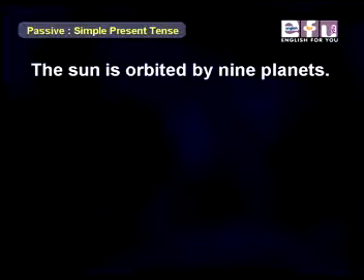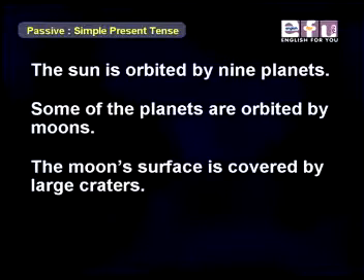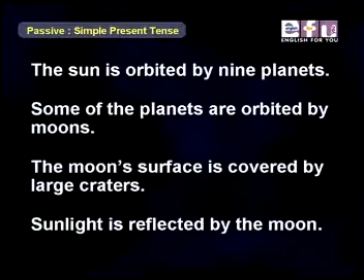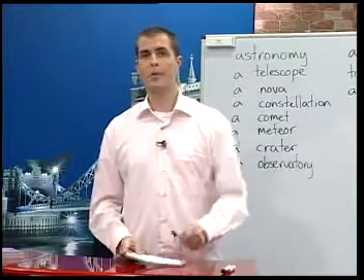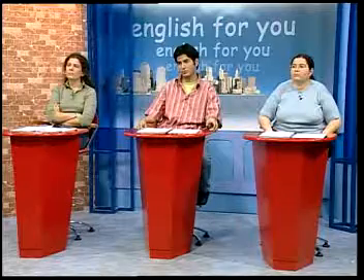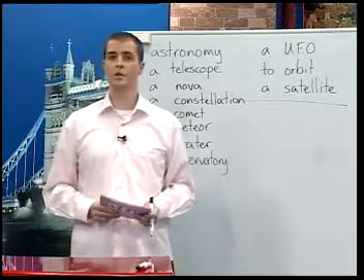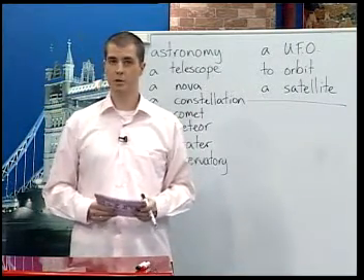The sun is orbited by 9 planets. Some of the planets are orbited by moons. The moon's surface is covered by large craters, and sunlight is reflected by the moon. So we use the passive in spoken and written English. And in the active voice, the subject or the doer of the action is important.